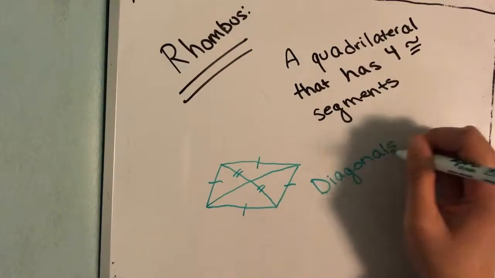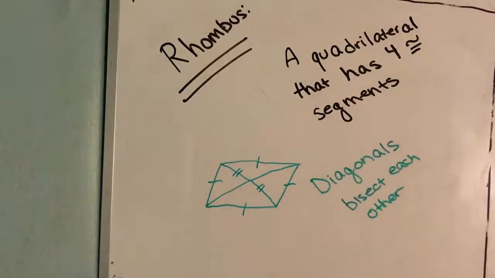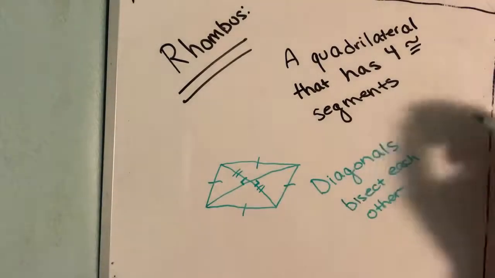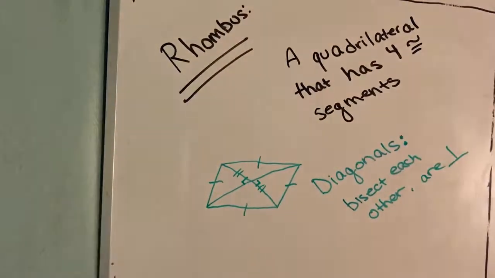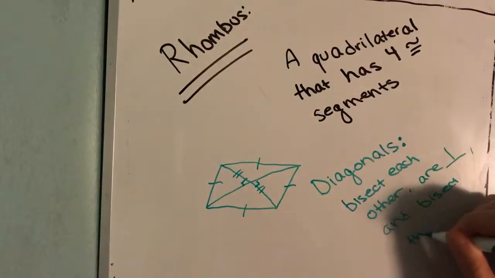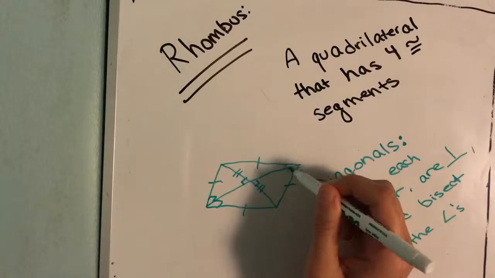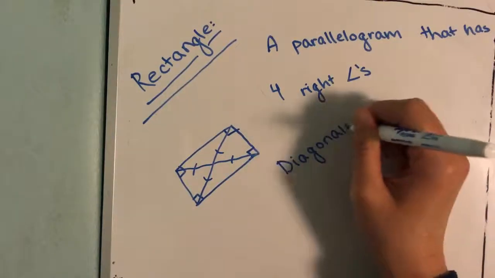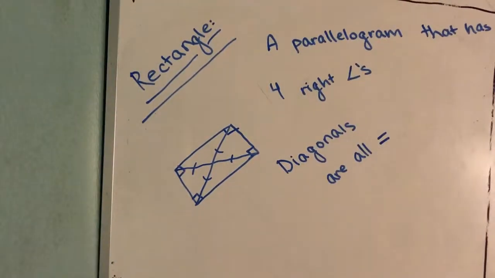A rhombus is a quadrilateral that has 4 congruent segments. In a rhombus, the diagonals bisect each other, are perpendicular, and bisect the angles. A rectangle is a parallelogram that has 4 right angles. In a rectangle, the diagonals are all equal.